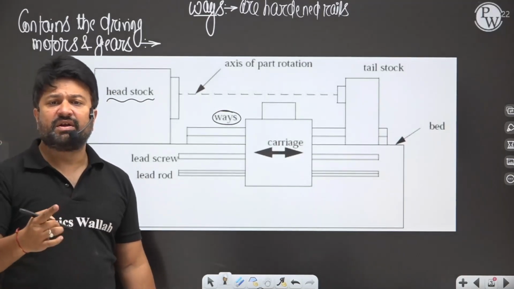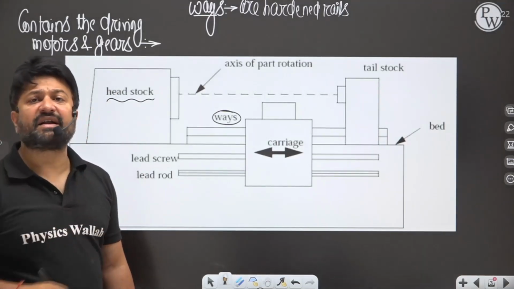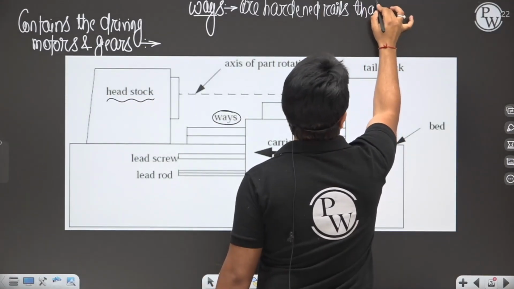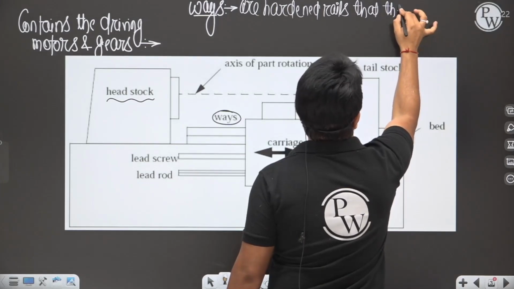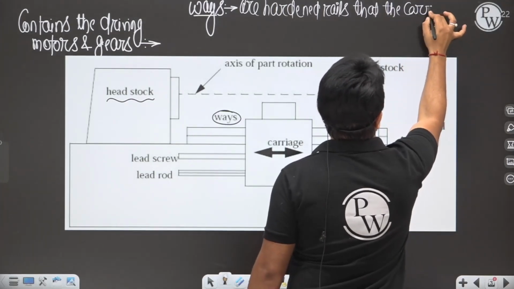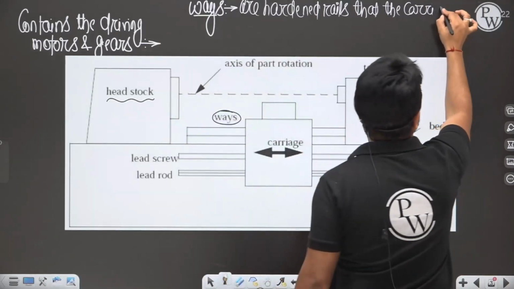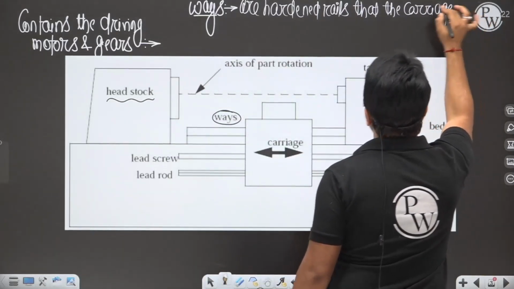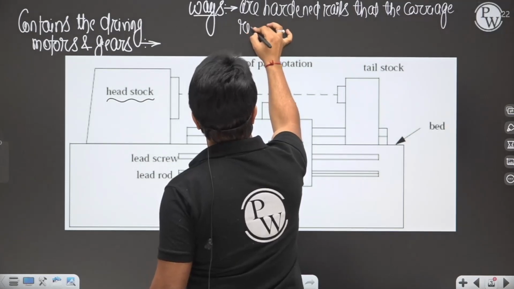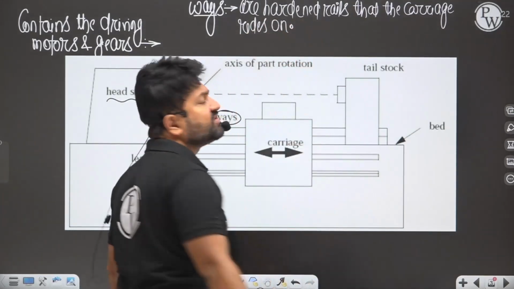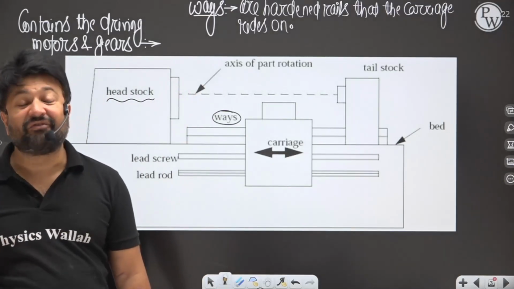Hardened rails that the carriage rides on. That is called as ways.